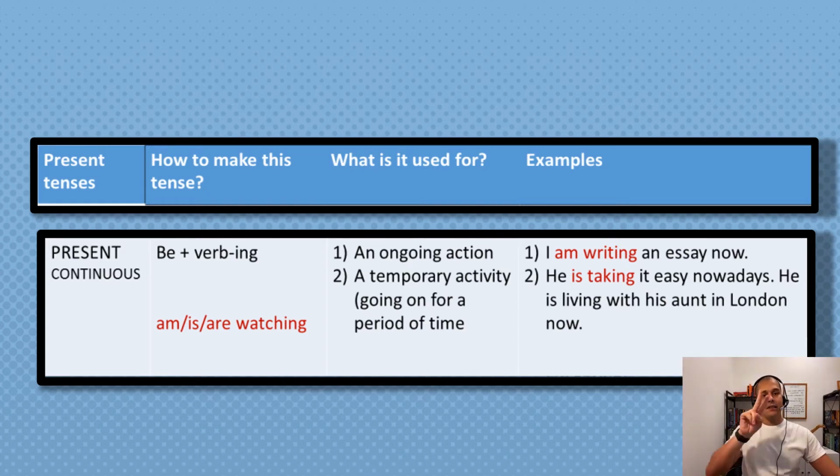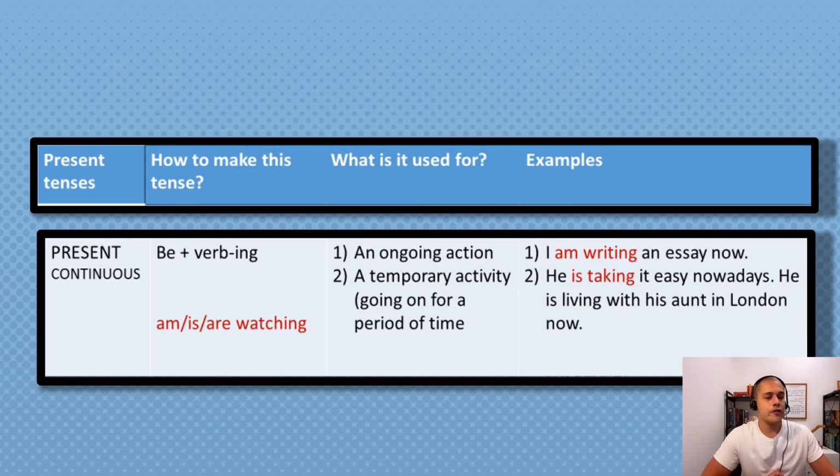Okay. And in the second case, we have a temporary activity. Remember the first example that I said, so I live in the city, but I'm spending this month at my aunt's in the country. So I'm talking about a temporary activity, a temporary action going on for a period of time. So here, number two, he's taking it easy nowadays. He's living with his aunt in London now.